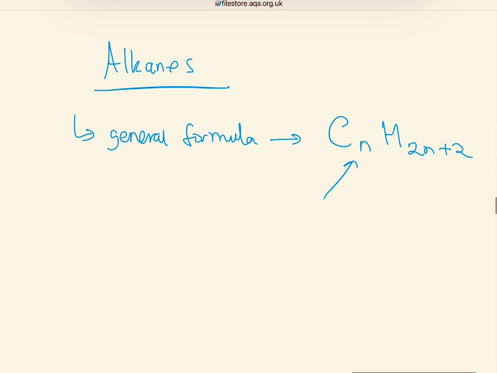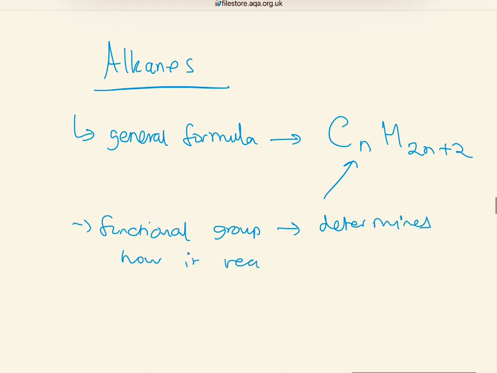2 more keywords. A functional group. You only need to know one thing about the word functional group. Well, you need to know all of the examples. And you need to know what a functional group is useful for. So what does a functional group tell you? A functional group determines how your organic compound reacts. So if it has an OH functional group, it's an alcohol. And alcohols react differently to alkenes, which are C double bond C.